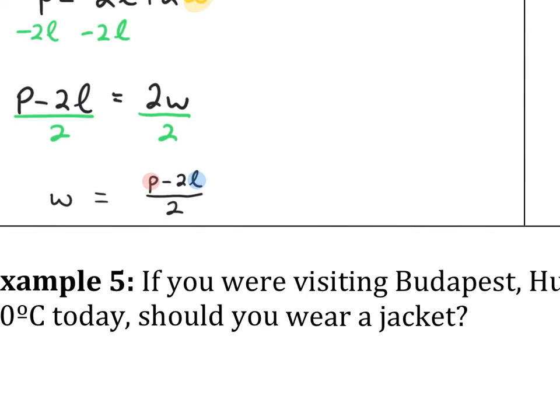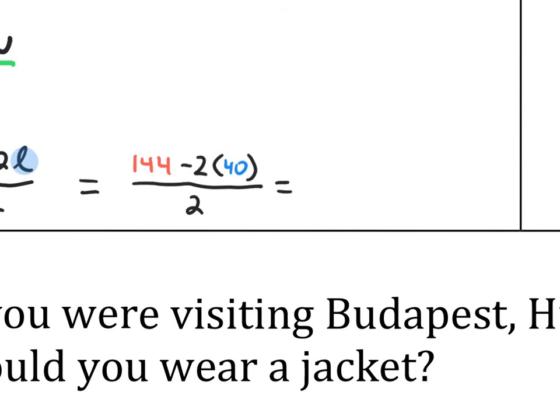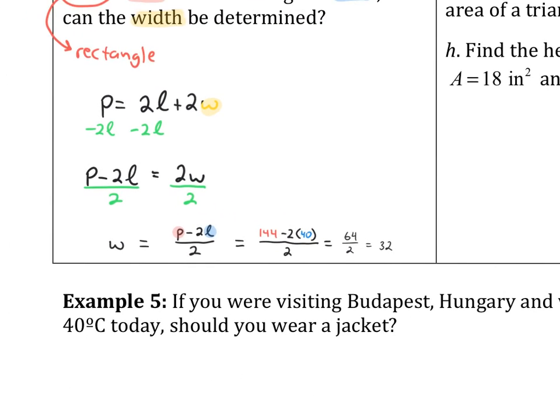So let's go ahead and do that. 144 feet goes here, minus twice the L, which is 40 feet. And whatever we get, we're going to divide that by 2. Up here, I get 64. Divide by 2 to get 32. So I'm claiming that the width is 32 feet.